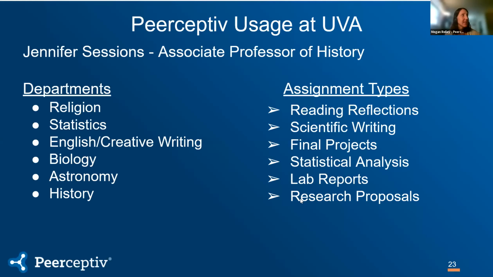Last year was the first year that Peerceptiv was used at UVA, but it was really used in a number of departments: religion, statistics, creative writing, biology, astronomy, history. What we find in general is that Peerceptiv is best with, like Jennifer was saying, the critical thinking type issues that you want students to be thinking about, not just did they dot all their I's, did they use a comma everywhere they needed to, but the big picture things. Do they know how to structure an argument? Do they know how to present support? Do they know what support is relevant? Those kinds of things at the argument level are much better.